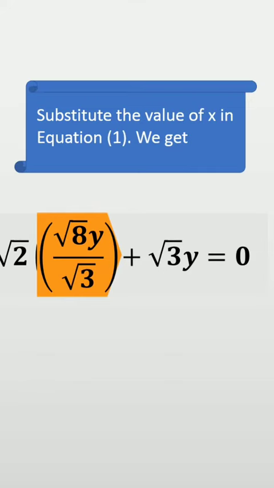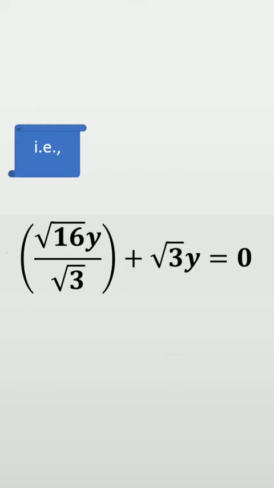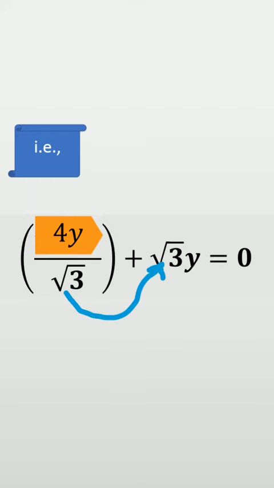Here you can observe root 2 into root 8 is equal to root 16y. Root 16 is 4. So 4y by root 3 plus root 3y is equal to 0. Root 3 is the LCM, so multiply root 3 and root 3 here, get 3.